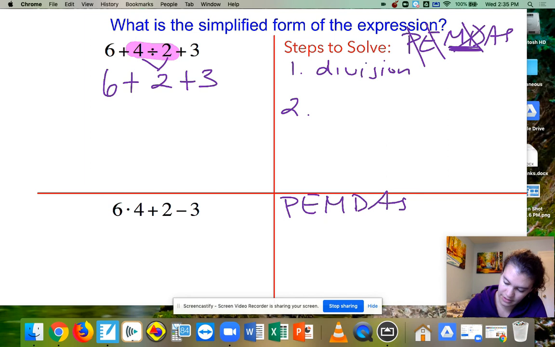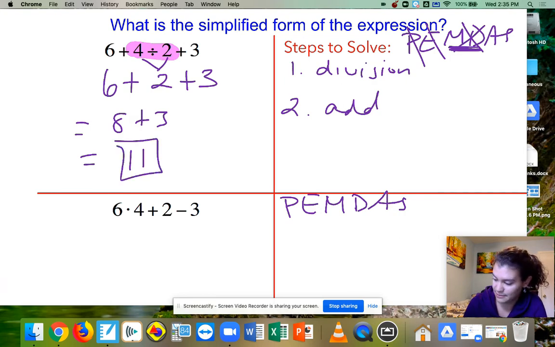So that is down there. Now we have the addition and subtraction that we want to do across. So you could add this all at once, or you can do 6 plus 2 is 8, and then add 3 onto that to get 11 as your final answer.